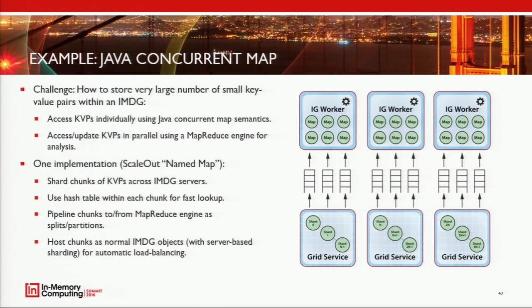And then for MapReduce, you just pipeline the key value pairs out of the chunks and use them to define the splits, and for the reducers, the partitions. And so you can read them from the grid, go through the mappers, and shuffle them into another named map, and then do the same for the reduce step. That's what I meant by the 2 phases of the parallel method invocation. And so by doing this, you can get nice parallel speedup for a data parallel operation, and yet have very fast access to individual key value pairs.